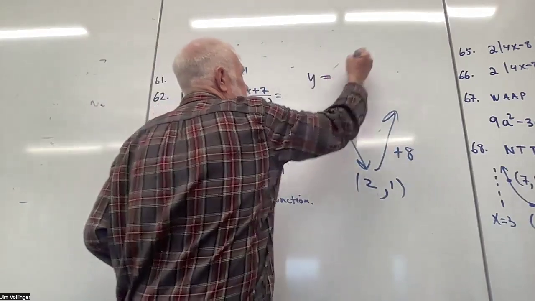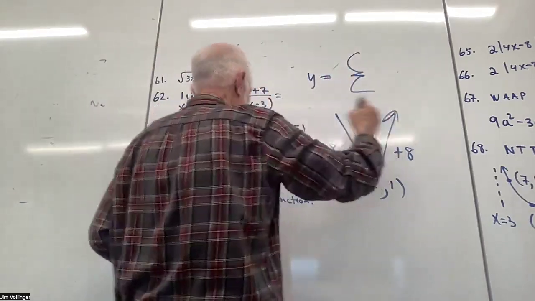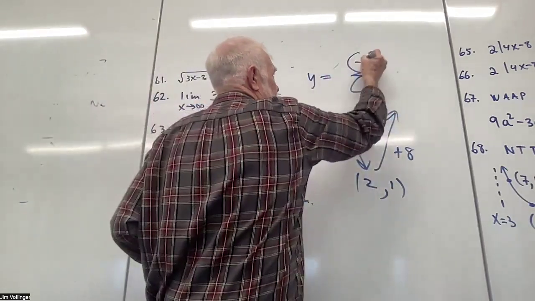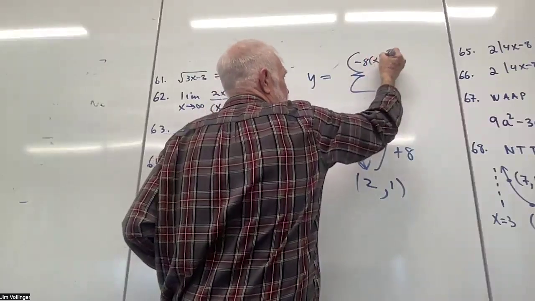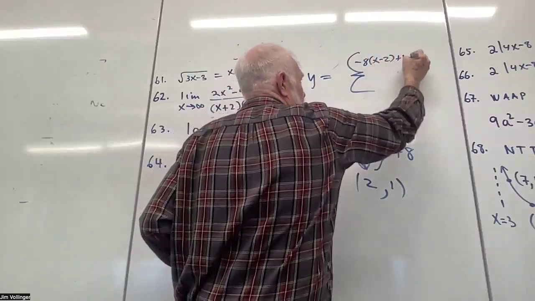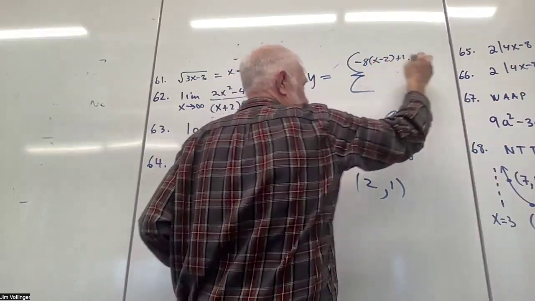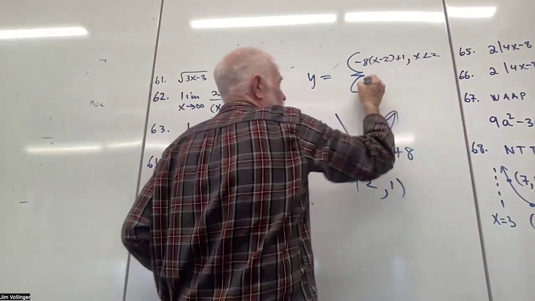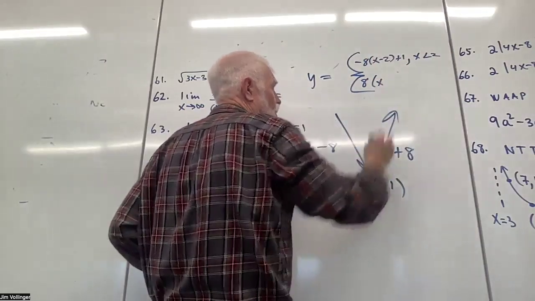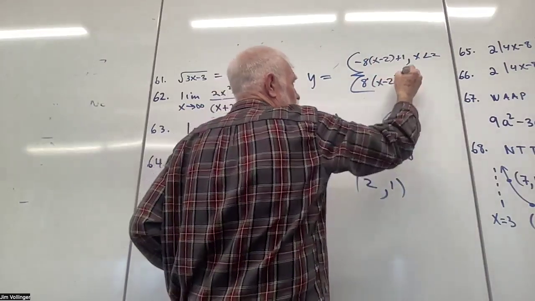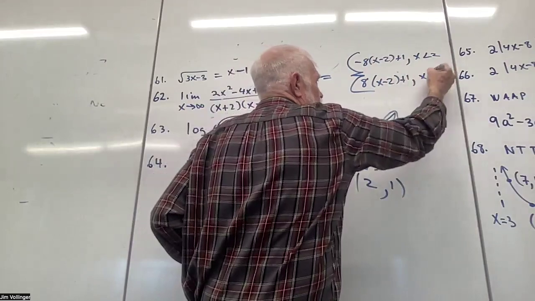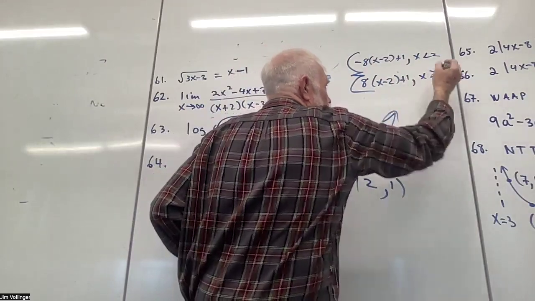So y equals Alfred Hitchcock. Decreasing, negative 8, parentheses. I'm taking the shortcut now, plus 1. And that's for x values hinged at 2, less than 2. And I'm going up at 8 to 1, sharing the coordinate, x minus 2 plus 1. And that happens when x is greater than or equal to 2.